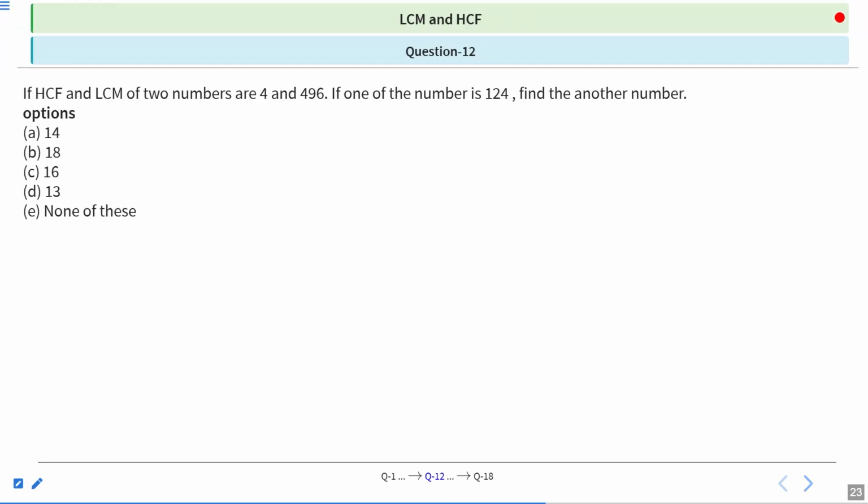Next is, if the HCF and LCM of two numbers are 4 and 496, and if one of the numbers is 124, we have to find the other number. The options are option A 14, option B 18, option C 16, and option D 13. Option E is none of these. I'm giving you 10 seconds to find the correct answer, and after that I will do the solution for you.